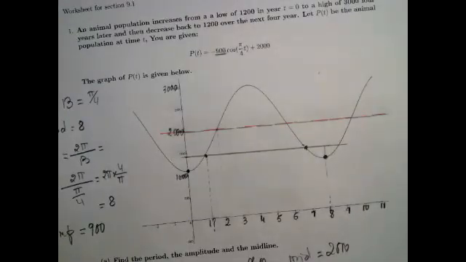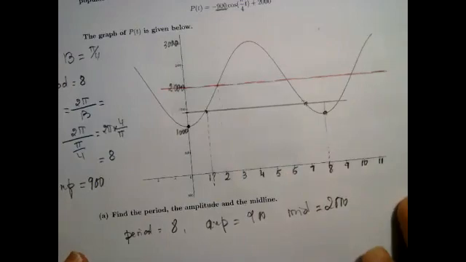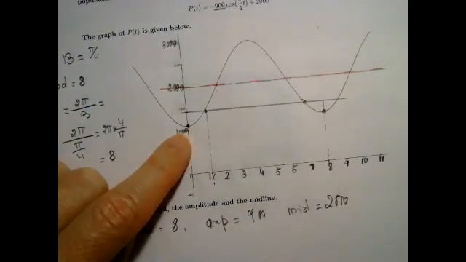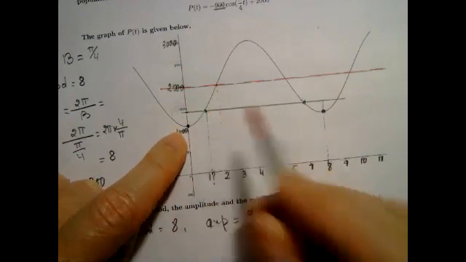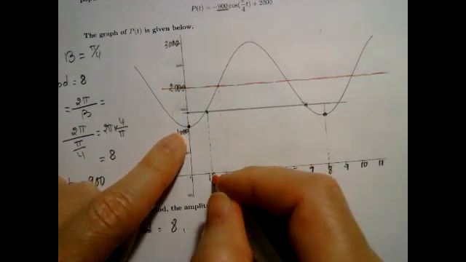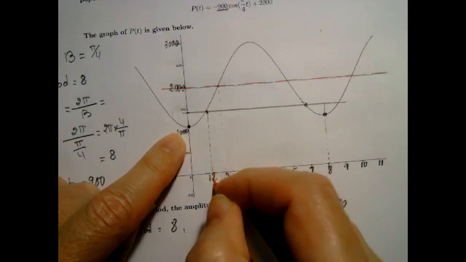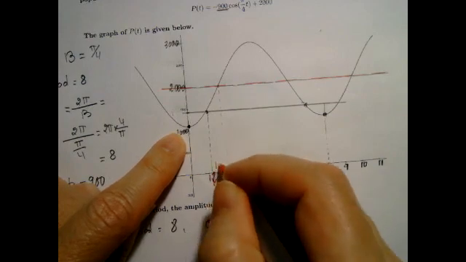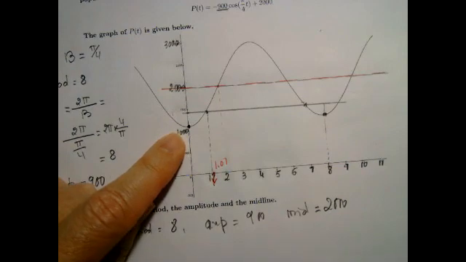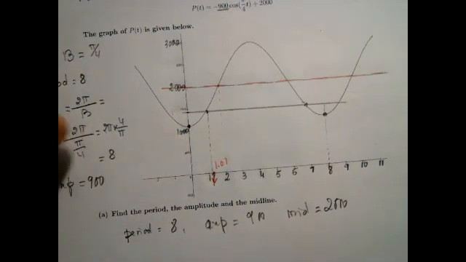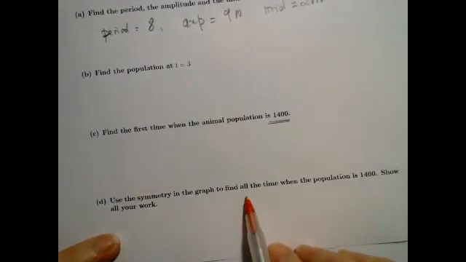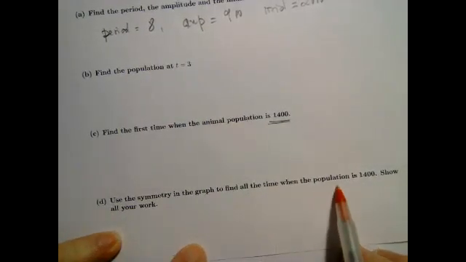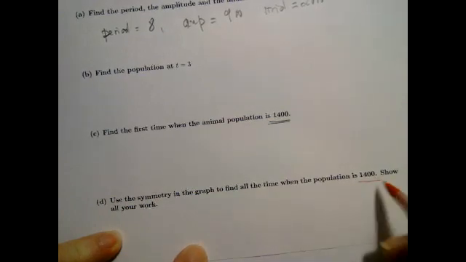Okay. All right, so now let me go back to the picture here. So according to my picture right there, that's the graph of the population. This is for 1,400. So when the population, according to my picture, what are the numbers? It means right here, this is 1.07. That's really the first time. Now, my question is, use the symmetry in the graph to find all the times when the population is 1,400.